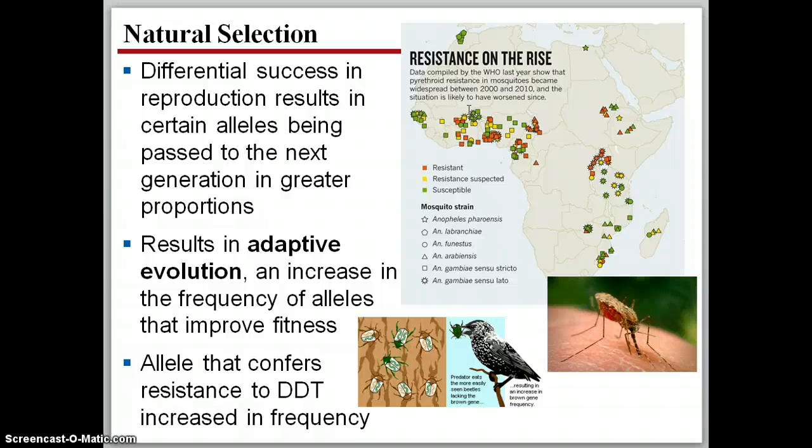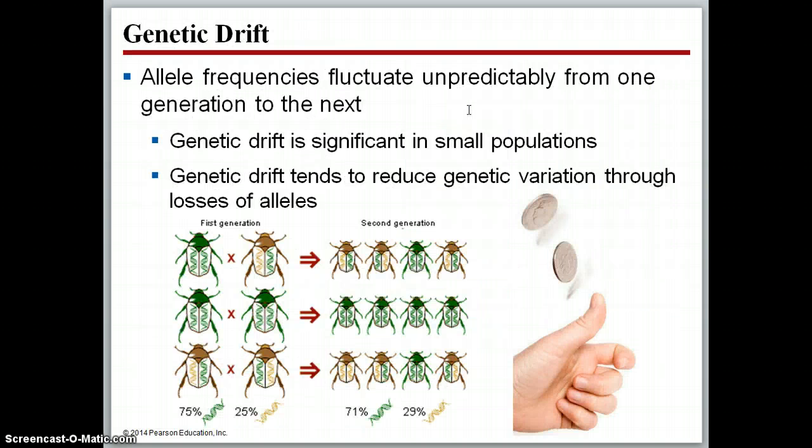Natural selection, we spent a lot of time looking at this. Remember that there's differential success in reproduction rate, so certain phenotypes or genotypes would be more successful at passing on their genes than other individuals in the population, which can cause the population allele frequencies and genotypic frequencies to change over time. Here's an example of DDT. The allele that confers resistance to DDT would increase in a population over time because it conferred an advantageous ability to survive and reproduce more than others.